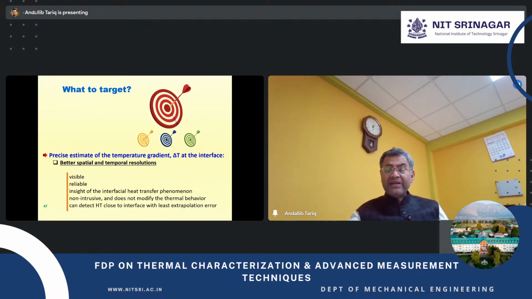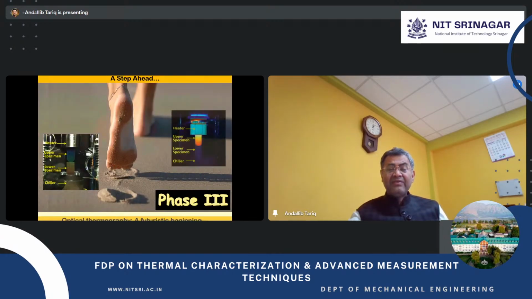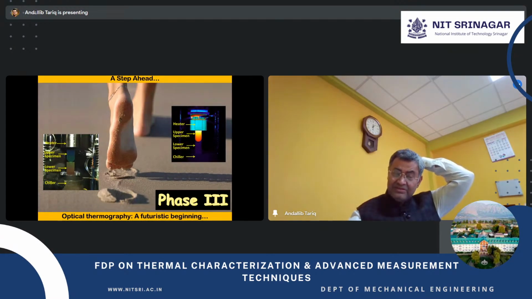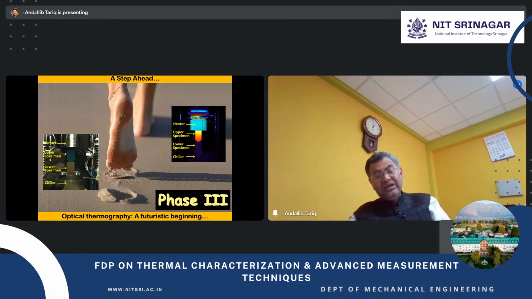With all these things in mind, we shifted our journey into the third phase. This is the step ahead. We tried to implement some optical tools like liquid crystal thermography or IR thermography. These two sets of images you can see: this is by liquid crystal thermography between contacts, and this is by using IR thermography. The upper surface is heated, the lower is cool. Here also you can see. We tried to implement this technique and get the pictures.